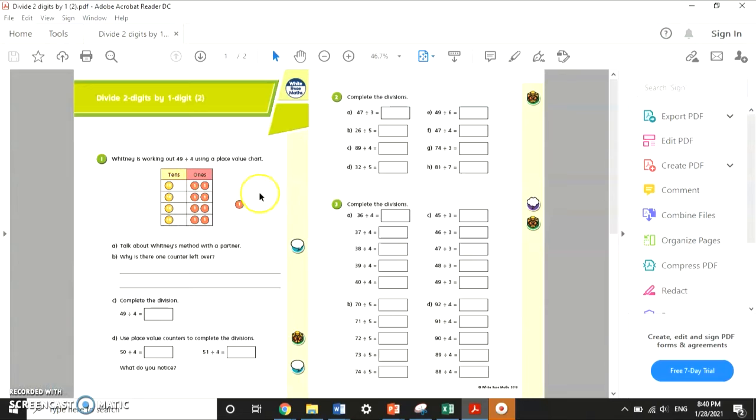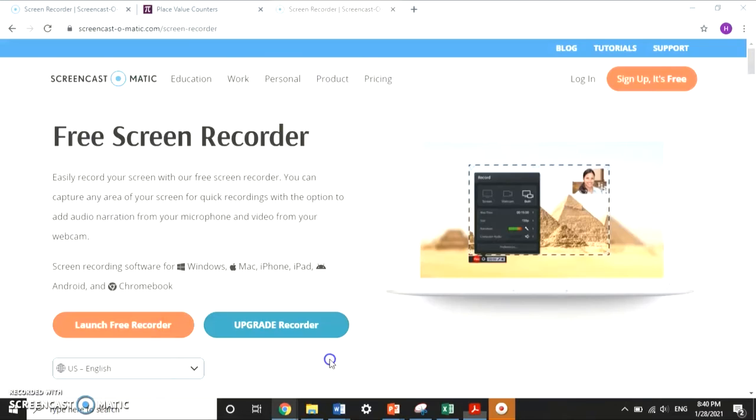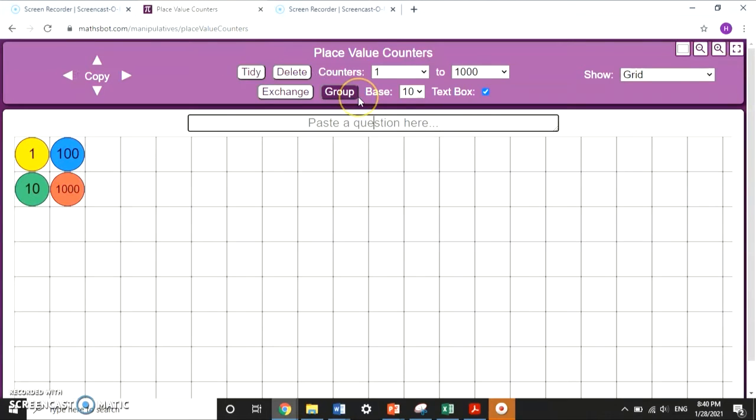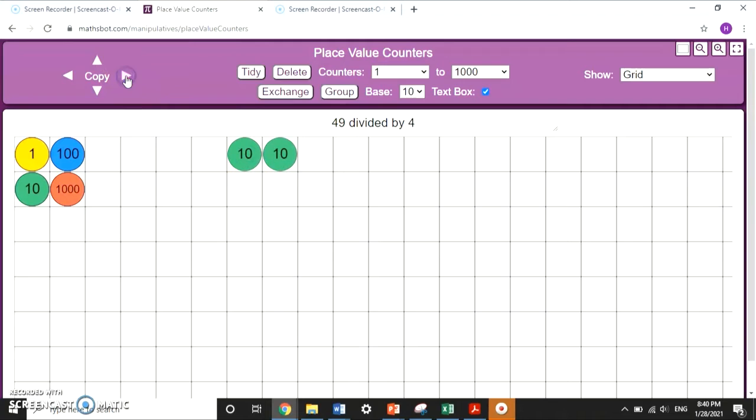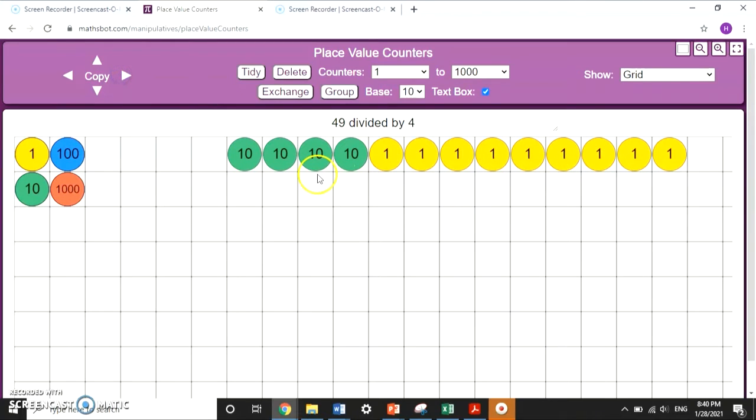First off, let's check out what Whitney's doing over here. It says Whitney's working out 49 divided by 4 and she's used her place value chart. Let's lay that out together on MathSpot. Here it is, 49 divided by 4. First job, same as before, you need to lay out your counters: 10, 20, 30, 40, and then 9 ones, 1, 2, 3, 4, 5, 6, 7, 8, 9, and that fits just beautifully.